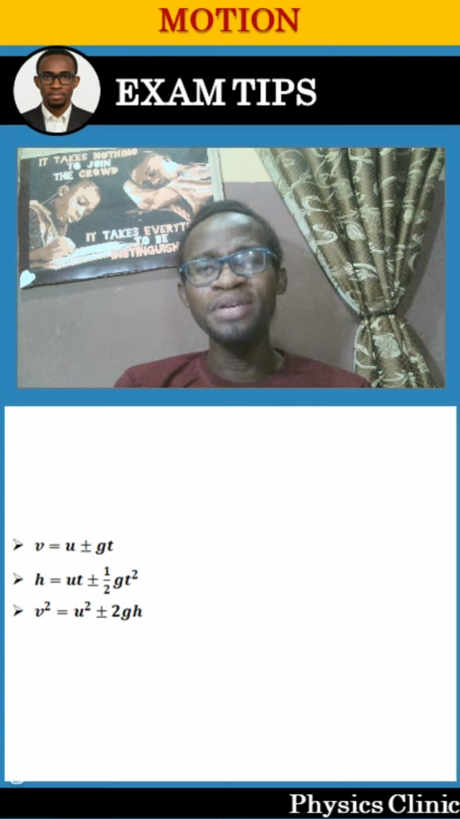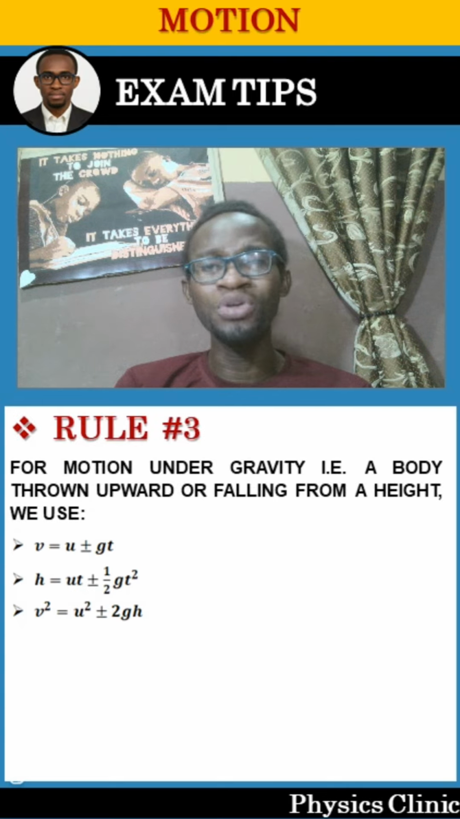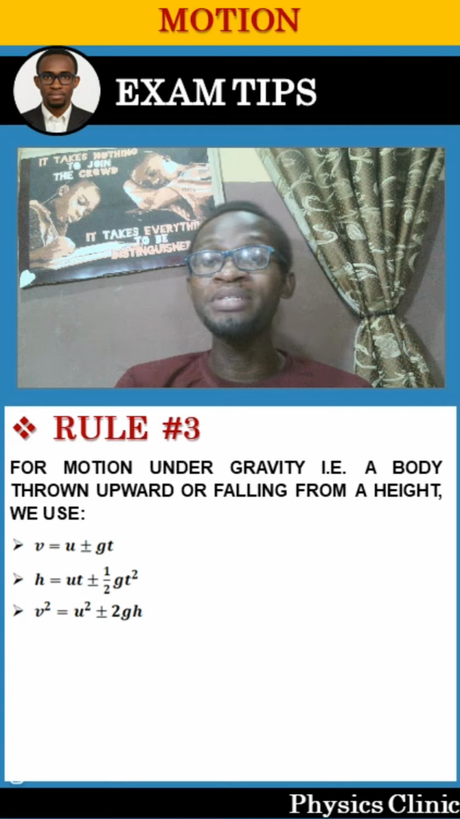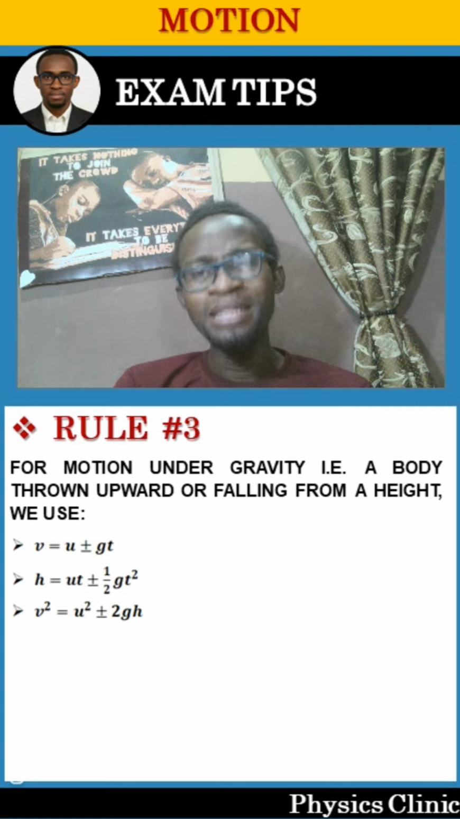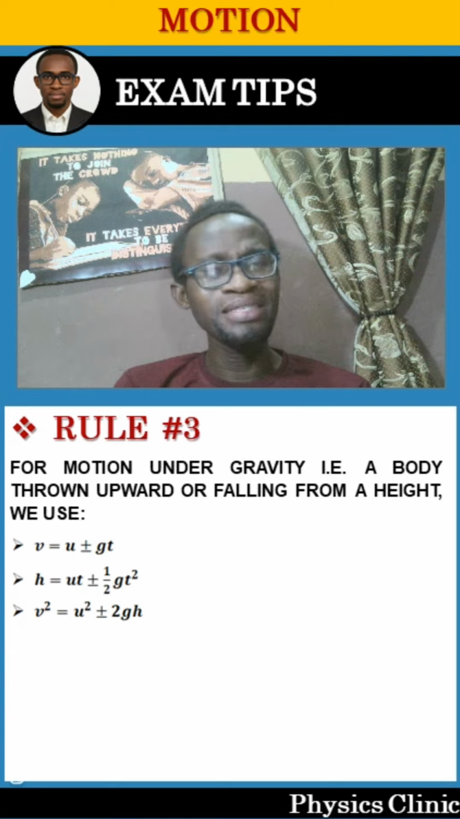What is rule 3? This is the case of motion under gravity. When we talk about motion under gravity, we are talking about vertical projectile, a body thrown upward or a body falling down from a height. We converted those equations of motion into these three, and you notice that for this case, acceleration is replaced by acceleration due to gravity, which is g, and distance is replaced with height.